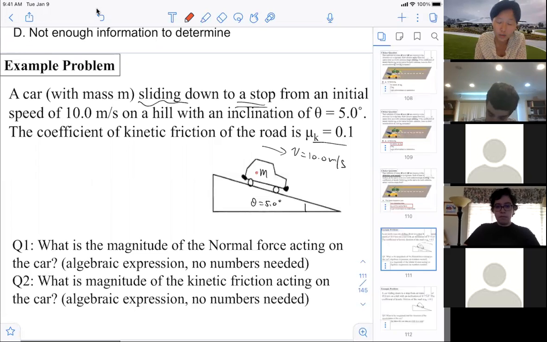Let's draw the free body diagram together. First of all, I'm going to draw gravity, perpendicular straight downward. Then I'm going to draw the normal force, perpendicular to the surface, upward. And then I'm going to draw friction. Which way is the kinetic friction? It is moving, so it has kinetic friction, not static friction. Is it pointing down the ramp or up along the ramp?